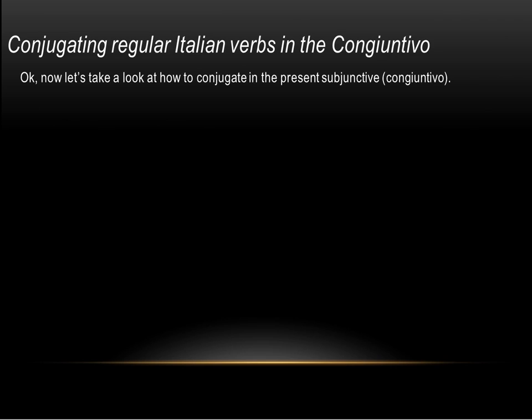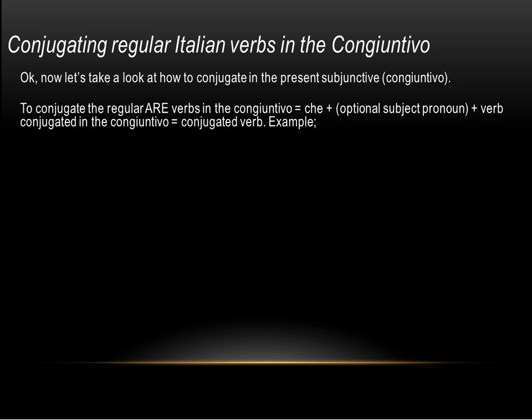Okay, now let's take a look at how to actually conjugate in the present subjunctive, or congiuntivo. To conjugate the regular a or e verbs in the congiuntivo, you simply take che plus the optional subject pronoun. Now I want to point something out here. Oftentimes in the congiuntivo you're going to see the conjugation is the same for io, tu, and lui, lei. So oftentimes they'll use io, tu, or lui, lei to be clear as far as what the subject is, more so than in the regular present tense. Not always, because context can still define that, but it's not unusual.